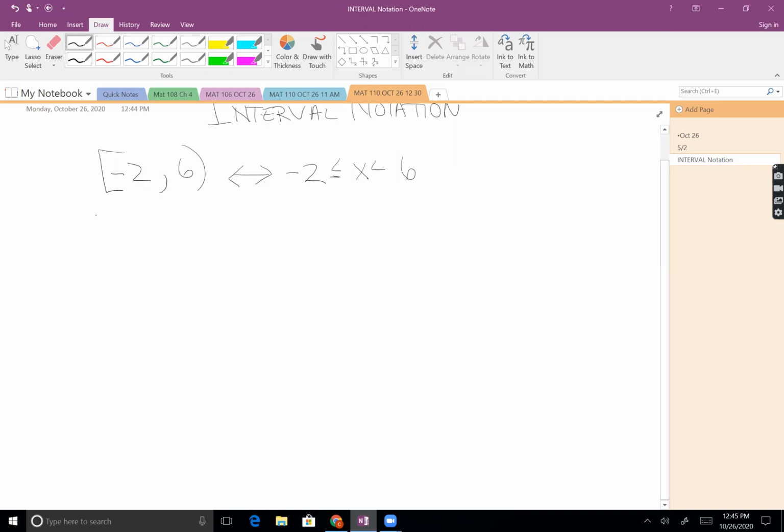Yeah. Instead, if I have, let's say, 5 to infinity. This one says the smallest value is 5. There is no largest value, so we're saying that x can be anything greater than 5. And again, because that's an open interval, we're not including the equality.